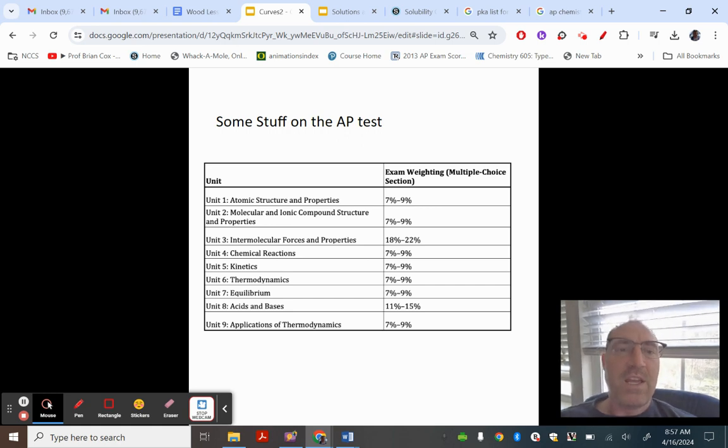Okay, what's up, everybody? Hey, today we're gonna wrap up curves, or titration curves. I'm gonna explain a few things about it.